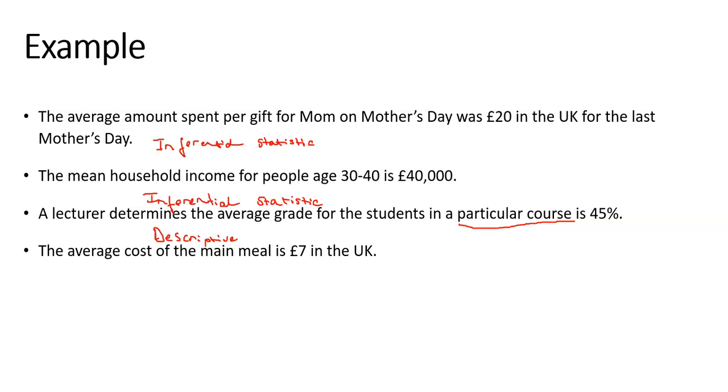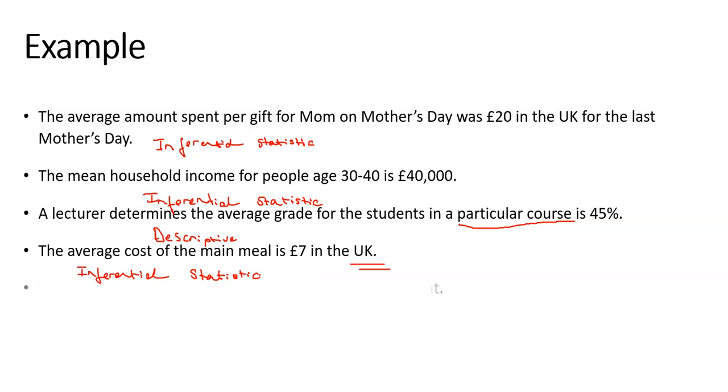How about the average cost of the main meal is £7 in the UK? This is again inferential because you generalize and you talk about the whole UK. This is inferential statistics. Probably you use some different food places, a couple of restaurants, maybe 10, maybe 20, maybe 30, to calculate the average, and you infer about the whole food chain.